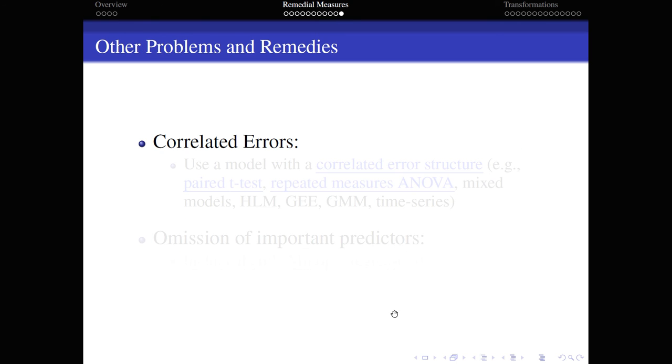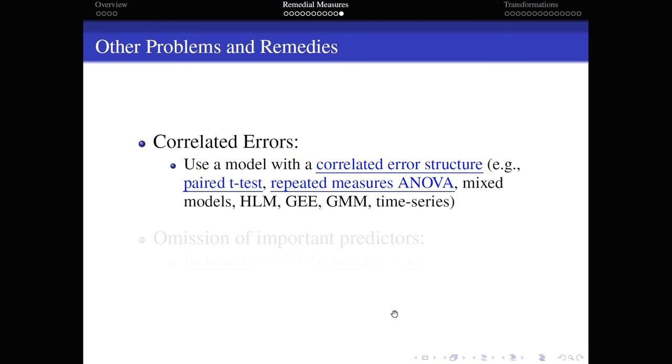All right, so a few other problems, and then we will be done with this video. The next video we'll talk about transformations. But some other problems that come up are these correlated errors, a lack of independence. What do we do when we don't have independence? Well, there are many statistical models that allow for what we call a correlated error structure or a lack of independence.